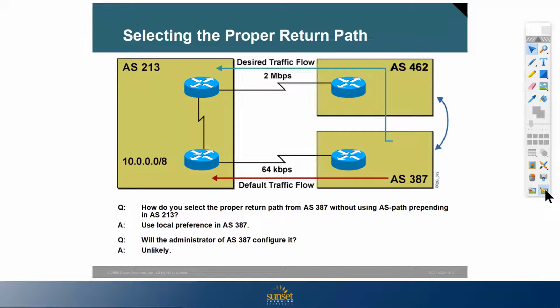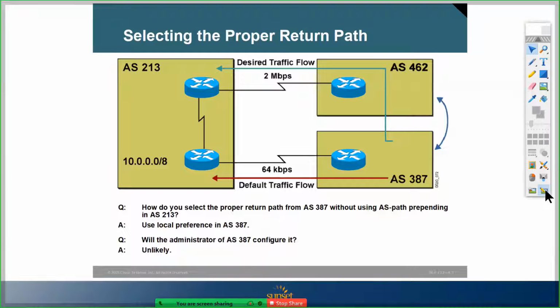All right, so we get to see from this customer perspective, and this customer is in autonomous system 213 in this case. Notice we've got two different service providers. One has a 2 meg connection, one has a 64K connection. So obviously our desired path would be to use the faster link that we've got available to us.